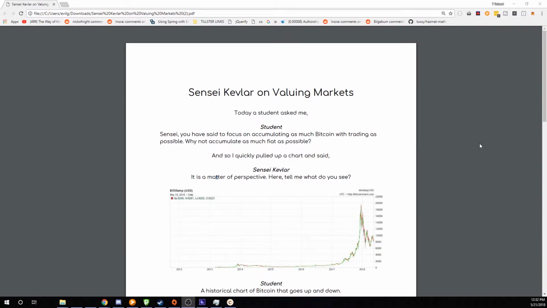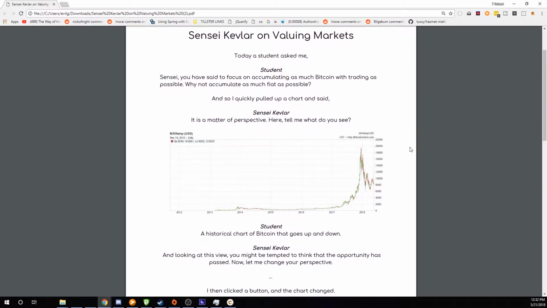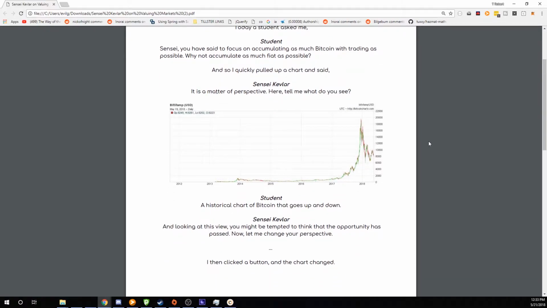Today, a student asked me, "Sensei, you have said to focus on accumulating as much Bitcoin with trading as possible. Why not accumulate as much fiat as possible?" And so I quickly pulled up a chart, and I said, it's a matter of perspective. Here, tell me, what do you see? And the student said, a historical chart of Bitcoin that goes up and down. And I said, and looking at this view, you might be tempted to think that the opportunity has passed. Now, let me change your perspective.